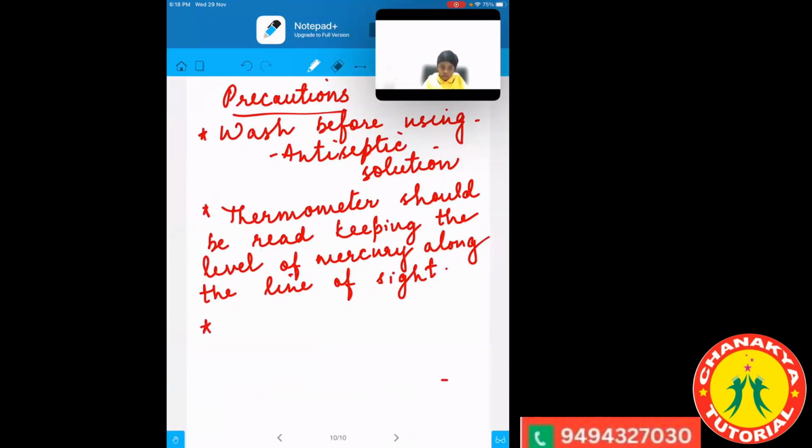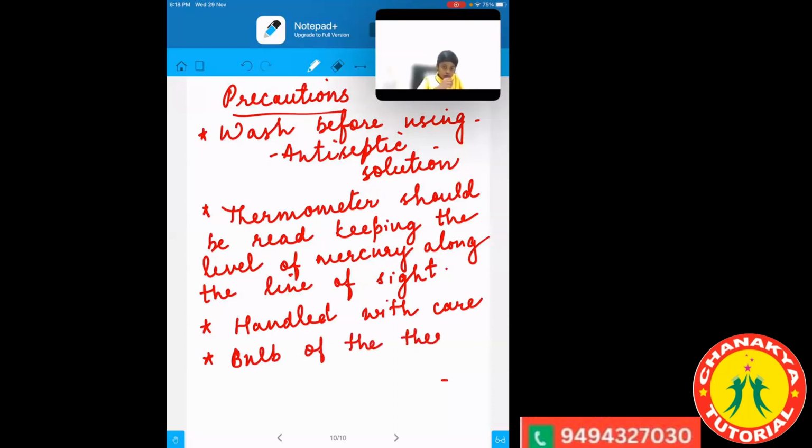Then the thermometer should be handled with care. We should be very careful while handling the thermometer. Then the bulb of the thermometer should not be touched. So when we touch it, the reading might change a bit. That is why we should not touch it. So that's about the clinical thermometer.